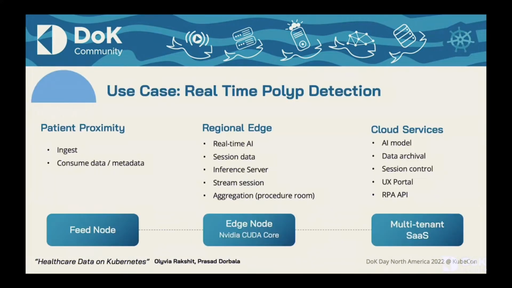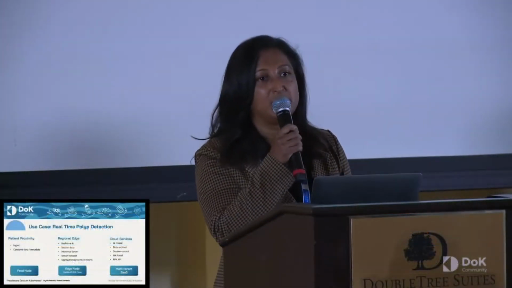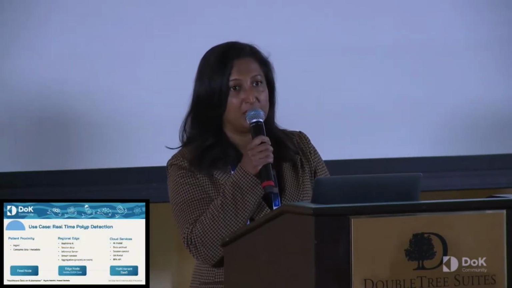So the components of the system were edge servers, stuff running on cloud, a multi-cluster system, and the feed node, which is in the operating room, where all the data was being collected and sent to the AI model that's running on the edge, and then some processing and learning happening on the cloud.